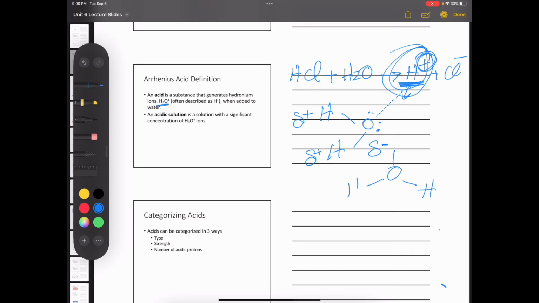You have hydrogen, hydrogen, hydrogen, and two non-bonding pairs, with a positive charge in here. Okay, so we call this hydronium. This is the hydronium ion. So an acidic solution, again, is a solution that has a significant concentration of H3O+ ions, and that's what we call an acidic solution. So any substance that forms a proton or forms a hydronium, according to Arrhenius, we call that substance an acid.